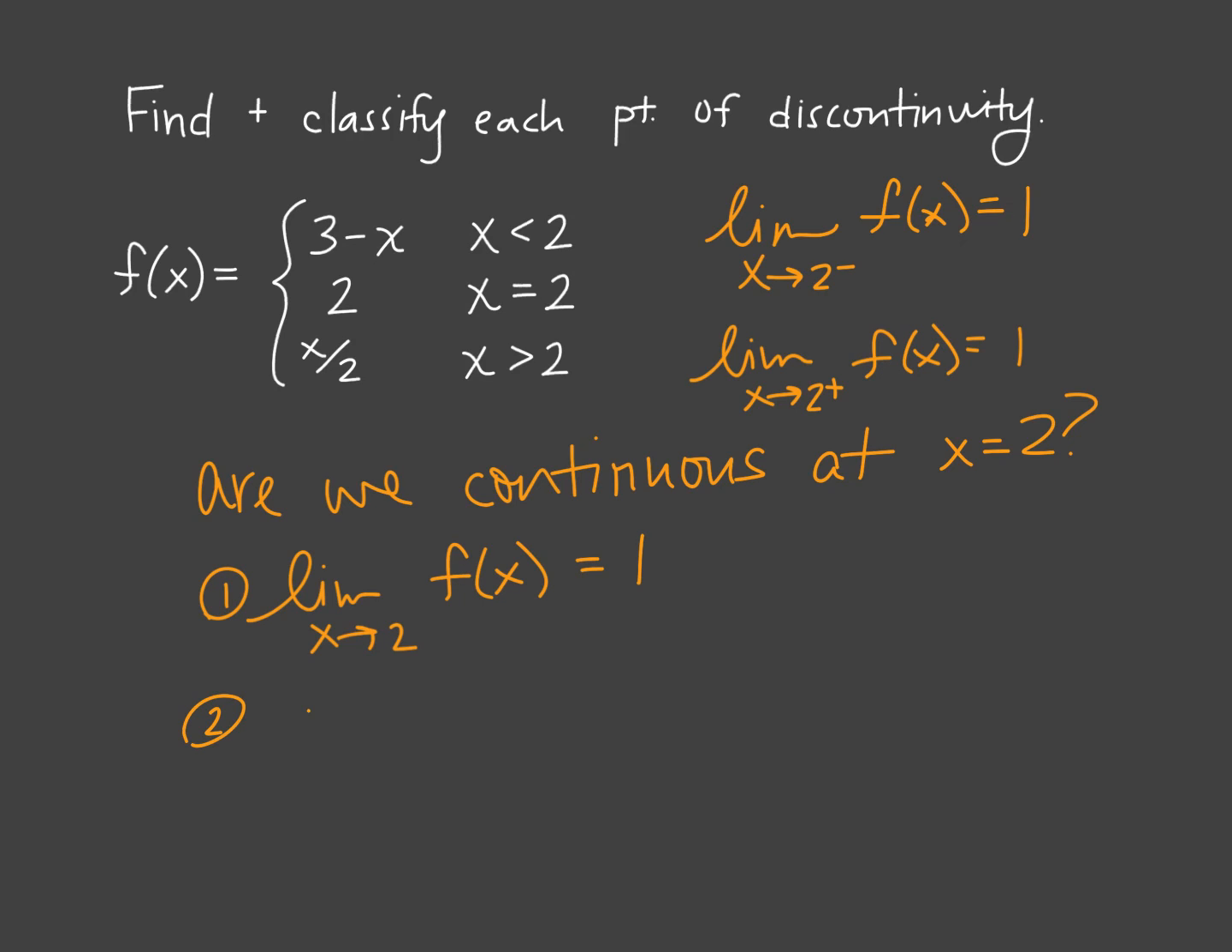The second step is to double check the function value at 2. So what is the function value at 2? Well, when x equals 2 exactly, the output is 2. Even though both of these things exist or are defined, they do not equal each other. So they're not equal to one another. Therefore, we're discontinuous at 2. So x equals 2 is our point of discontinuity.